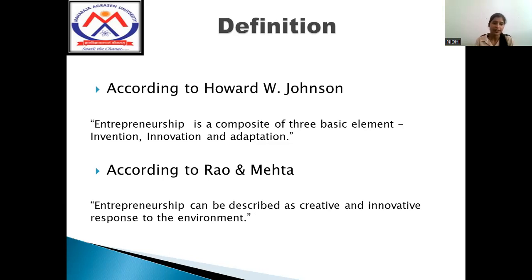According to Rao and Mehta, entrepreneurship can be described as a creative and innovative response to the environment. If we have entrepreneurs, this means they are the ones who bring new creation and new innovation into the environment, which also puts a positive impact on our economy.